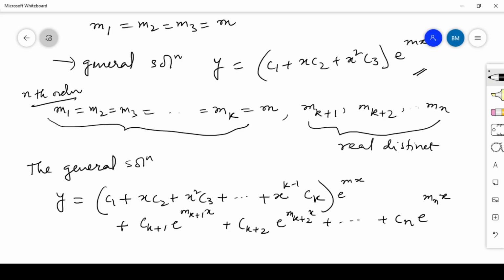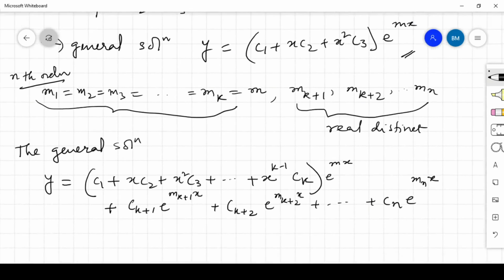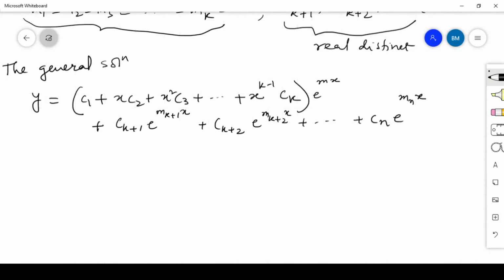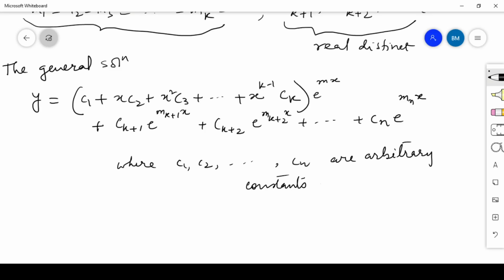And here you don't forget to mention what these c1, c2 up to cn are, where c1, c2 up to cn are arbitrary constants. Then we have a theorem. Actually, I already told that.